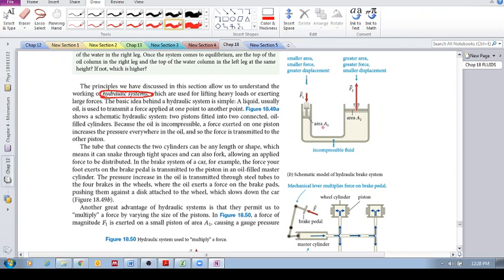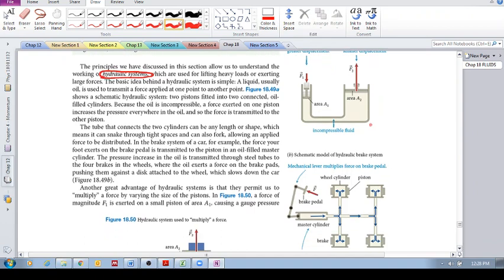Usually in hydraulic systems, for example inside a car, you use hydraulic fluid or kind of oil, which is incompressible. What does that mean? It means that if I apply a force over here, then that pressure is transmitted throughout the fluid. Because oil is incompressible, a force exerted on one piston increases the pressure everywhere in the oil, and so the force is transmitted to the other piston.